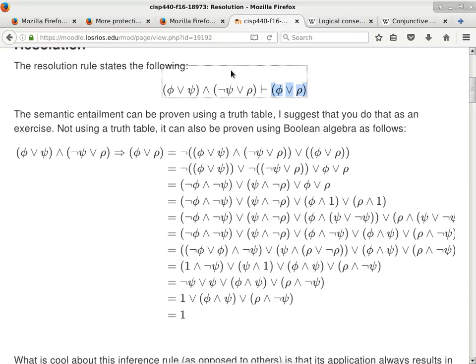That's the only thing you have to do, is to choose, okay, this one and this one. One has the negative version of a variable, one has a non-negative version of a variable, then you can apply resolution. So the end result is kind of like a concatenation of what you start off with, but without the variable that is negated on one side and non-negated on the other side.